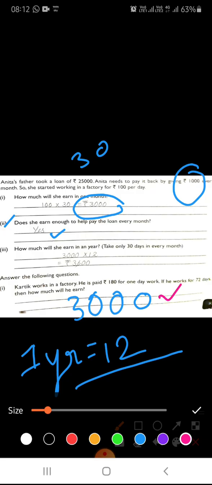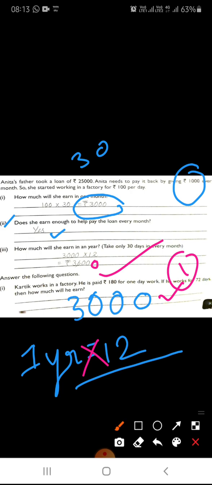This 3,000 is of 1 month, and when we have to find for the whole year, which means 12 months, we will multiply 3,000 by 12. What will we get? 12 multiplied by 3 is 36, and 000 will also come. 36,000 will be the answer. So in a year she will earn 36,000 rupees. Is it clear? Hope you all have done in the same manner.